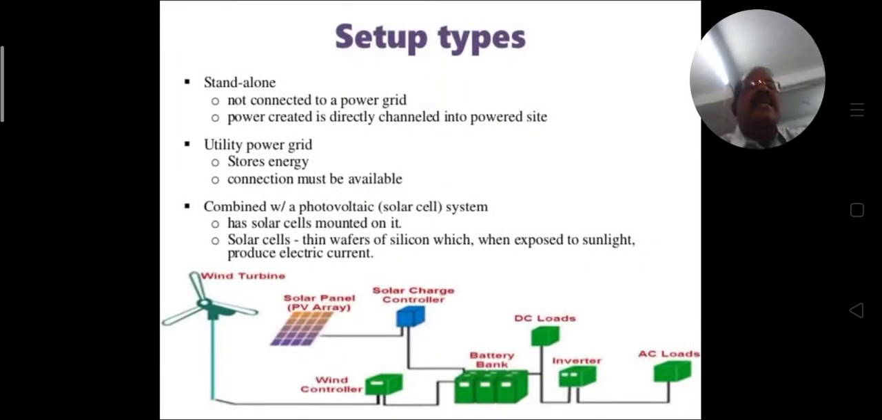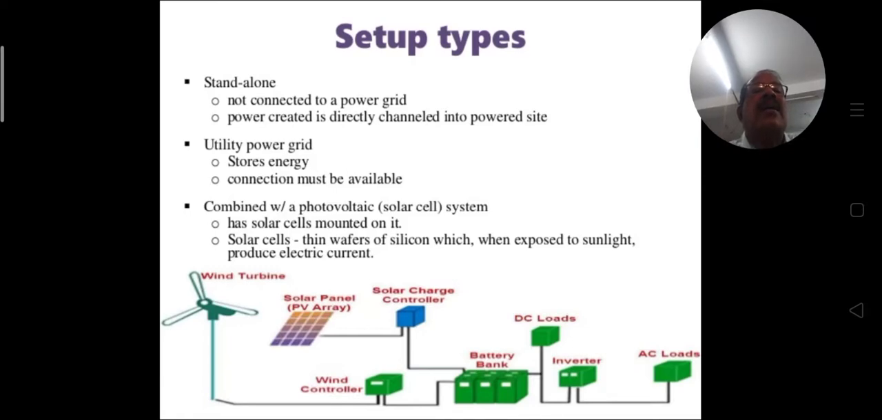And setup types. Here the setup types are: not connected to a power grid, with power created directly channeled into the powered site; and utility power grid, which stores the energy, where connections must be available. And the third one, a combined wind and photovoltaic solar cell system, with solar cells mounted on it. Solar cells are thin wafers of silicon which, when exposed to sunlight, produce an electric current.